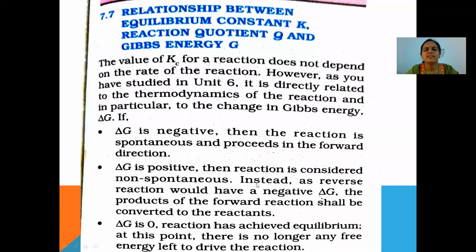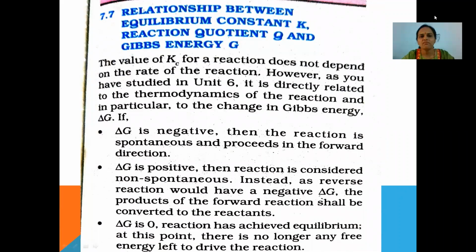Hello students, let's start today with the relationship between equilibrium constant, reaction quotient and Gibbs energy. We know that the value of Kc for a reaction does not depend on the rate of the reaction. Also, we have read in the thermodynamics chapter, considering change in Gibbs energy delta G, if the value is negative, the reaction is spontaneous in nature. The reaction is spontaneous in nature means the reaction proceeds in the forward direction.